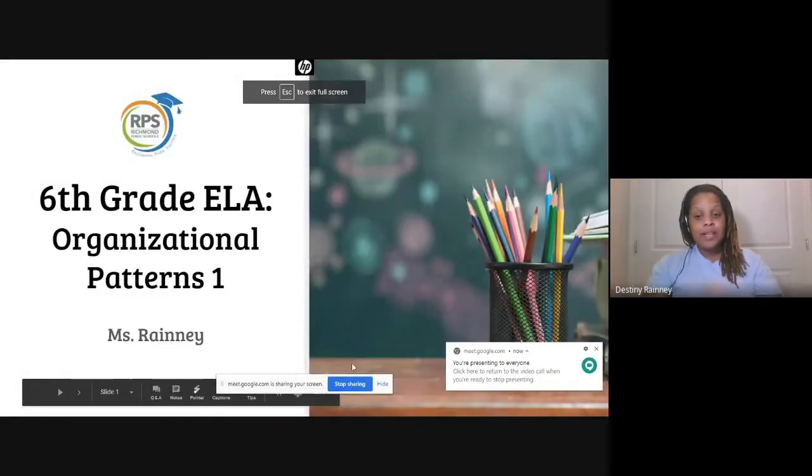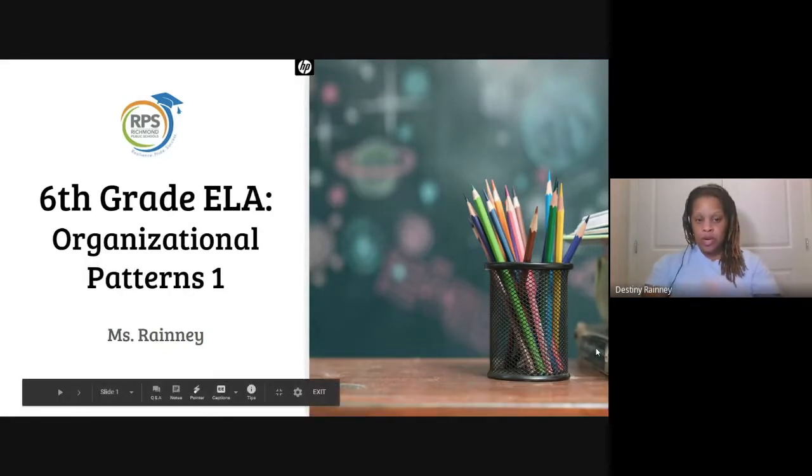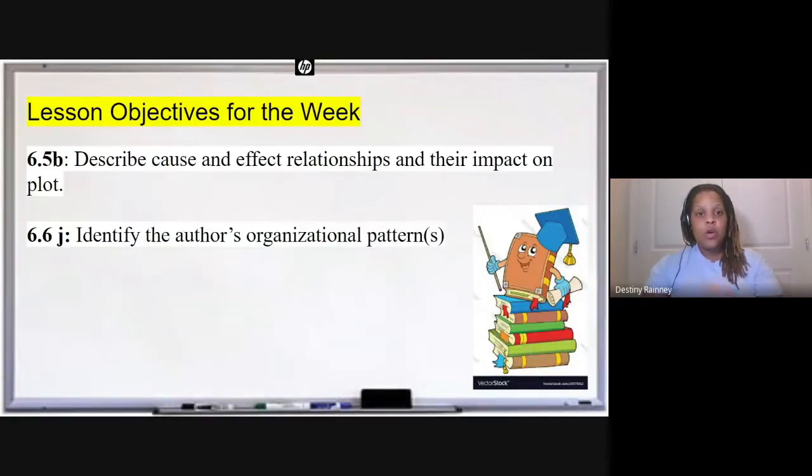All right, so once again, this is sixth grade English, and our focus this week will be organizational patterns. This is day one. Our goal and objective for this week is to learn the skill of describing cause and effect relationships and their impact on plot, and also the skill of identifying the author's organizational patterns.